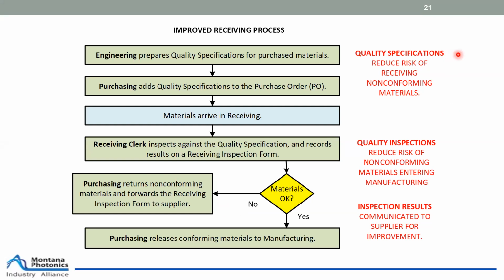So now we have quality specifications to reduce the risk of receiving non-conforming materials, quality inspections to reduce the risk of non-conforming materials entering manufacturing, and inspection results are communicated to the supplier for their improvement.